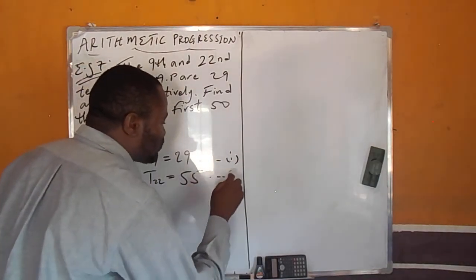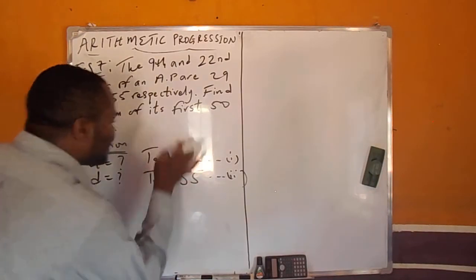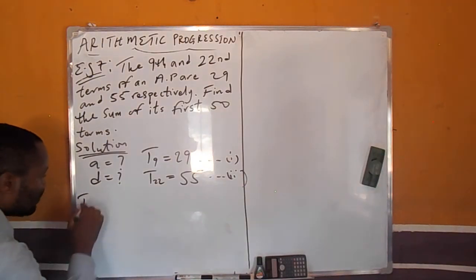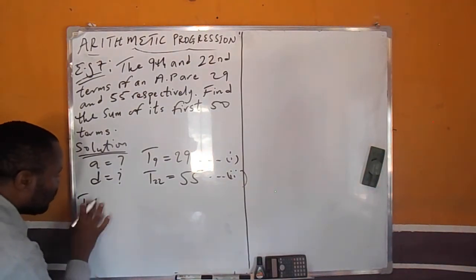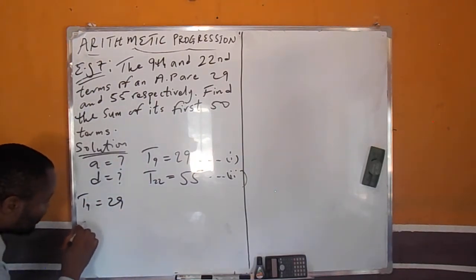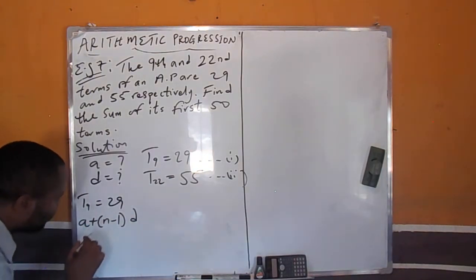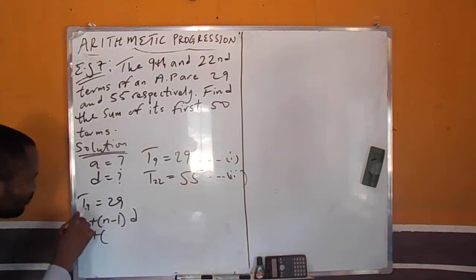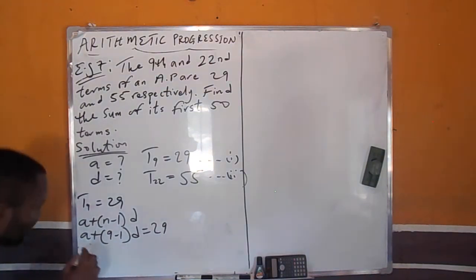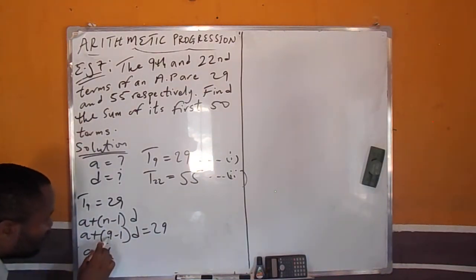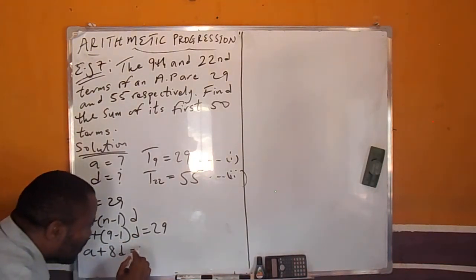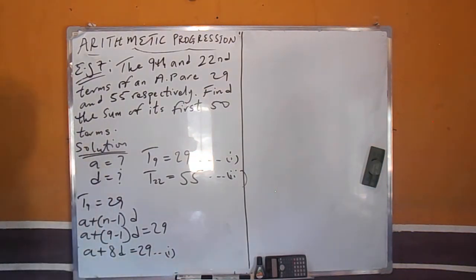This will be equation 1, this will be our equation 2. Tn equals a plus bracket open n minus 1 bracket close d. For T9, we say a plus bracket open n, which is 9, minus 1, close d, equals 29. So a plus bracket open 9 minus 1, 8, times d, 8d, equals 29. Equation 1.